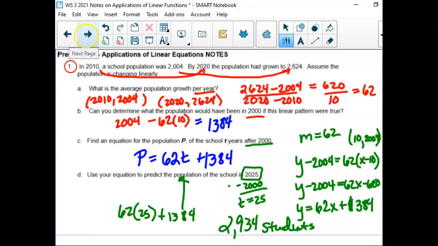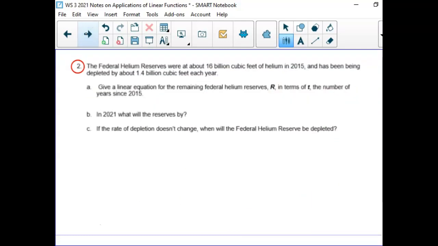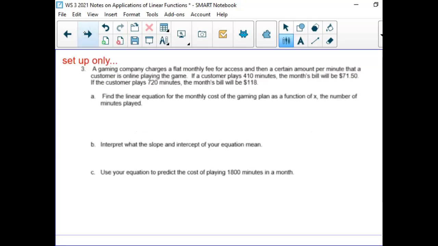How are we doing? Let's try this same idea. Number 2 is a different kind of equation. I'm going to come back to that one. Let's try number 3. A gaming company charges a flat fee for access and then a certain amount per minute that a customer is playing online. If a customer plays 410 minutes, the monthly bill is $71.50. If they play 720 minutes, the monthly bill is $118. Find the linear equation for the cost of the gaming plan as a function of x, the number of minutes.